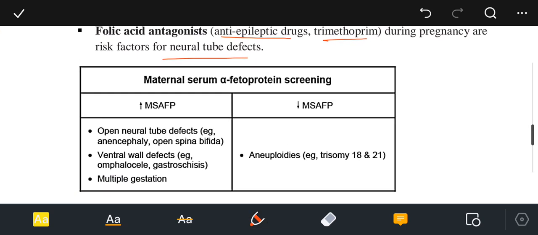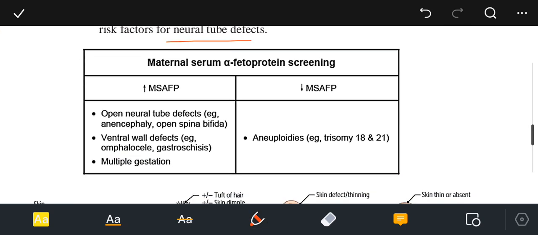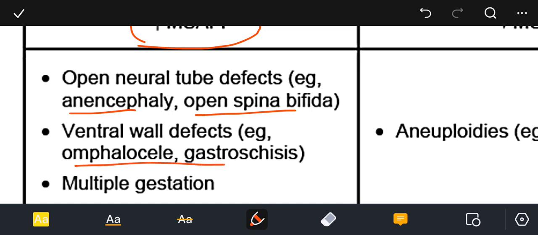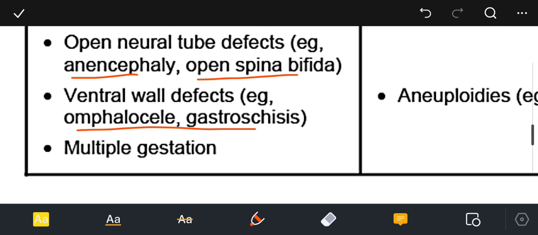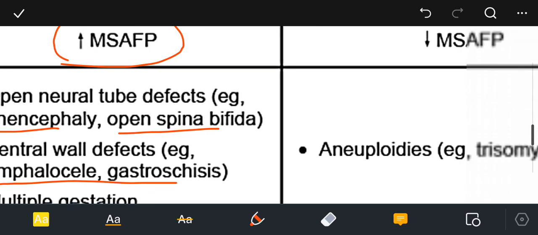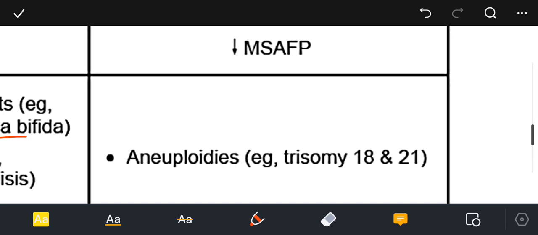Maternal serum alpha fetoprotein screening. If there is high maternal serum alpha fetoprotein, that is seen in the open neural tube defects, for example anencephaly or open spina bifida, ventral wall defects, for example omphalocele and gastroschisis, and then we have multiple gestations. All of these things can lead to an increased level of maternal serum alpha fetoprotein, and decreased maternal serum alpha fetoprotein is seen in the aneuploidies like trisomy 18 or trisomy 21.